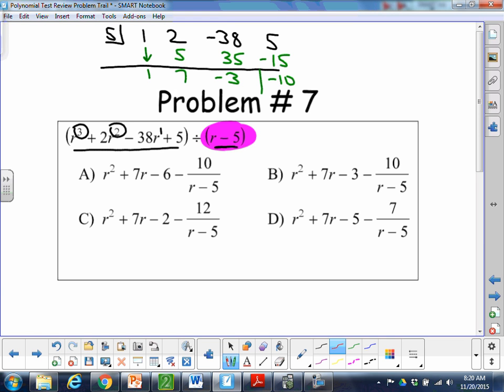And we need to think about now, if we started with a third degree term and we divided it by a first degree term, our answer, when you subtract those exponents, will need to be second degree. So this is now a coefficient on r squared. It was a positive 7r to the first, a minus 3. And then with our remainder, so we would write it this way, r squared plus 7r minus 3. And we always do the remainder goes over the thing we divided by, which in this case was r minus 5. Okay, so that would be our answer there. So it looks like B for this one.